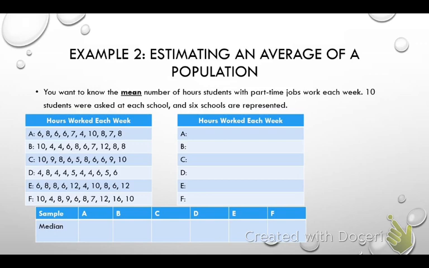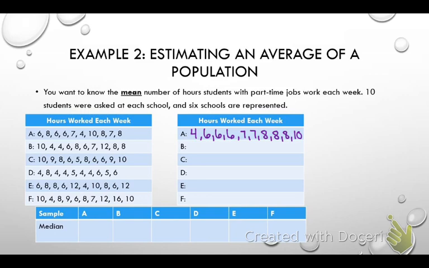For A, say it with me. 4, and then how many 6s? 3 6s. And then 2 7s. 3 8s. And a 10. Is that all 10 numbers? I messed this up last hour. Yes. Yeah, that's all 10 numbers.